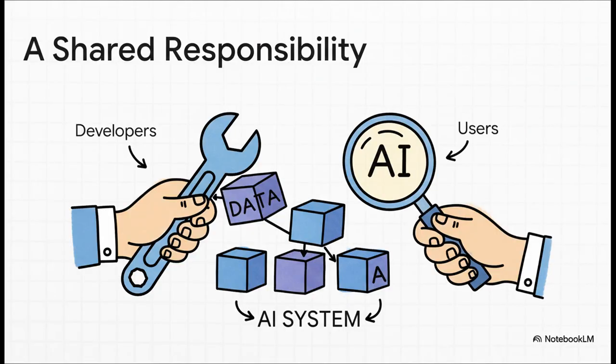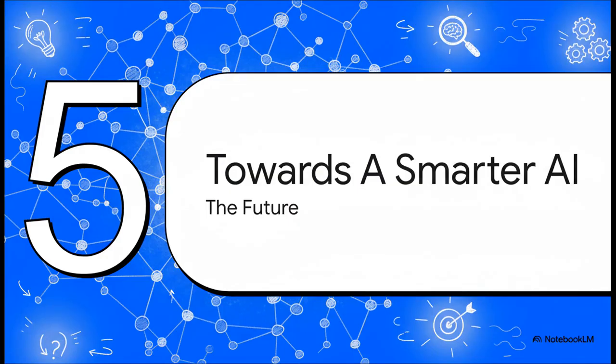And that means that tackling this problem is a shared responsibility. It's a partnership. Developers have a duty to build more transparent systems and use cleaner data. But we, as users, have a responsibility too. We need to become more AI literate, to understand the tool's weaknesses, and always apply a healthy dose of critical thinking. So, where does all of this lead?